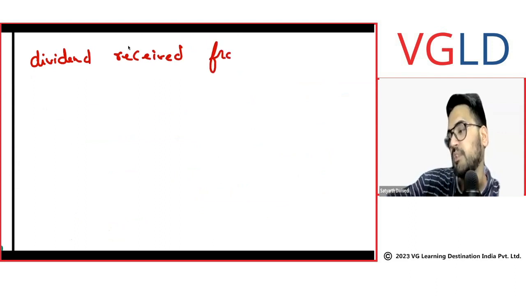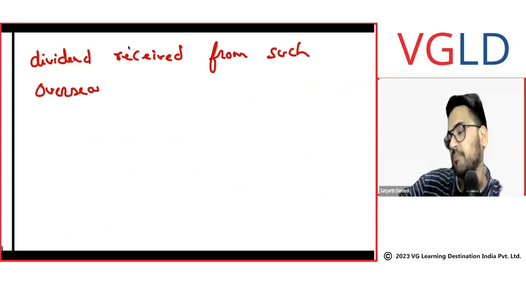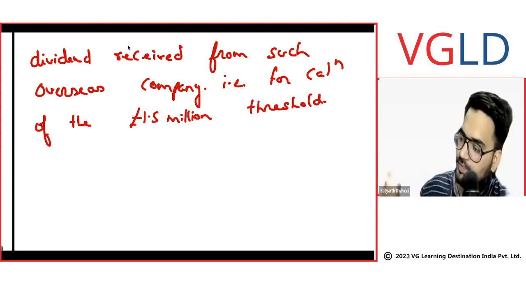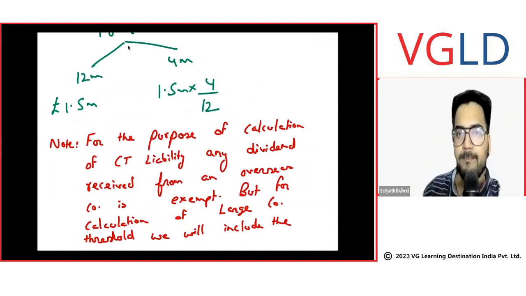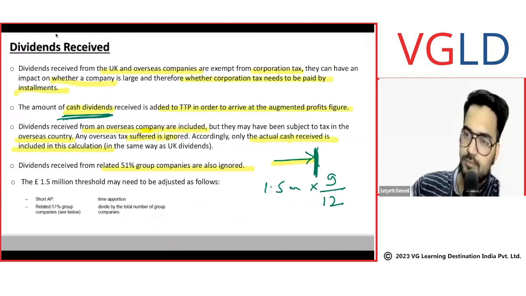The dividend received from such overseas company, that is for calculation of the 1.5 million limit. Okay. Is that clear, everyone? Yes. Very good. Now you can go through this. Okay, first write this.